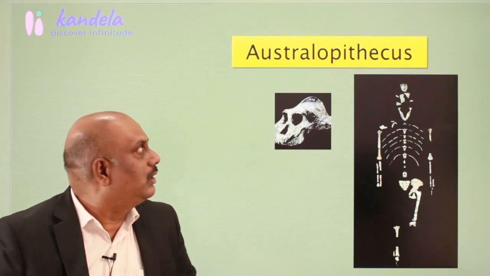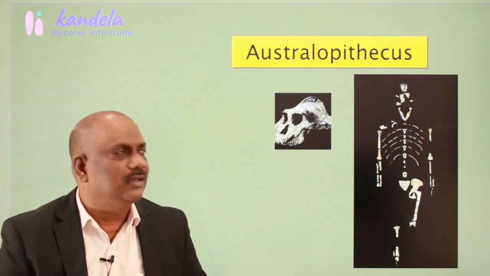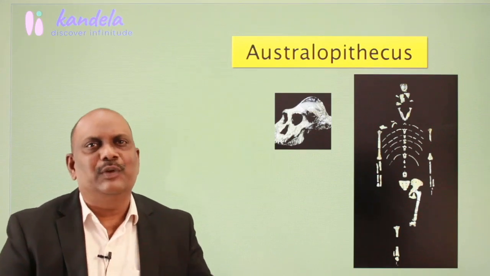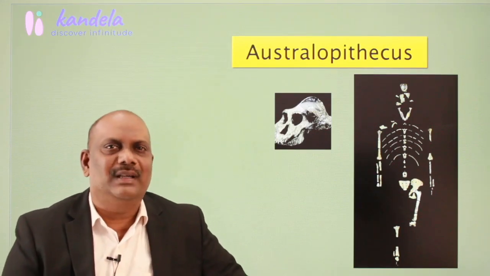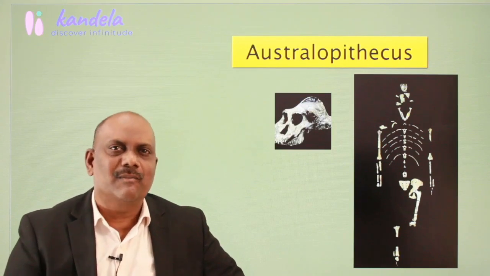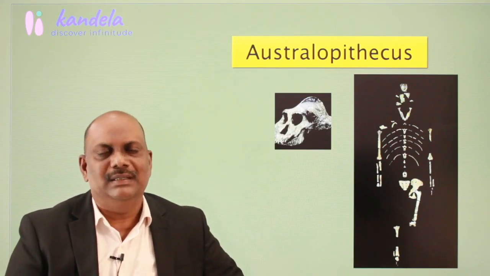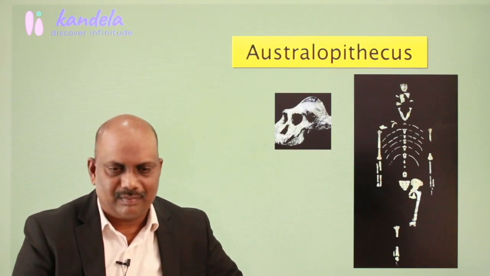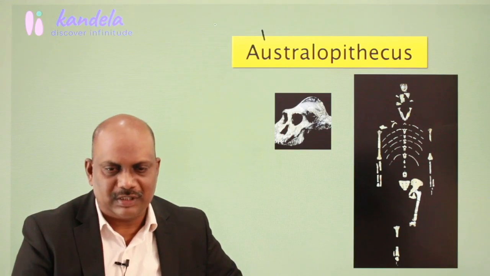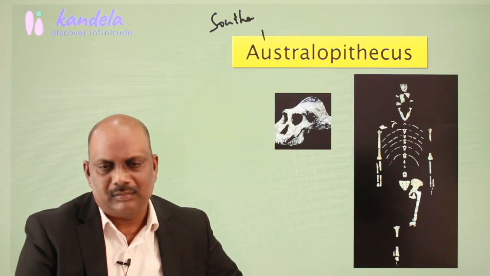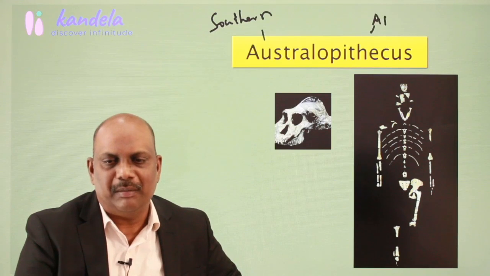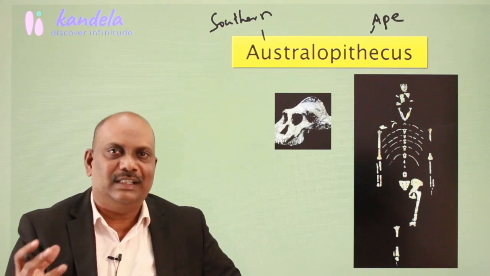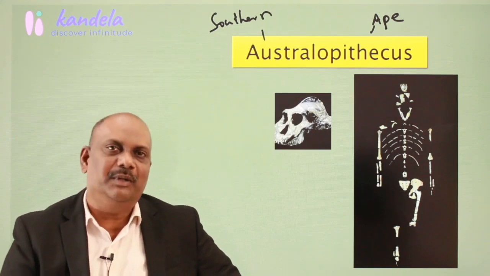This lecture is about Australopithecus. This has nothing to do with Australia. In Greek, Australo means southern and Pithecus means ape. So Australopithecus means the southern ape, the ape from the southern hemisphere.